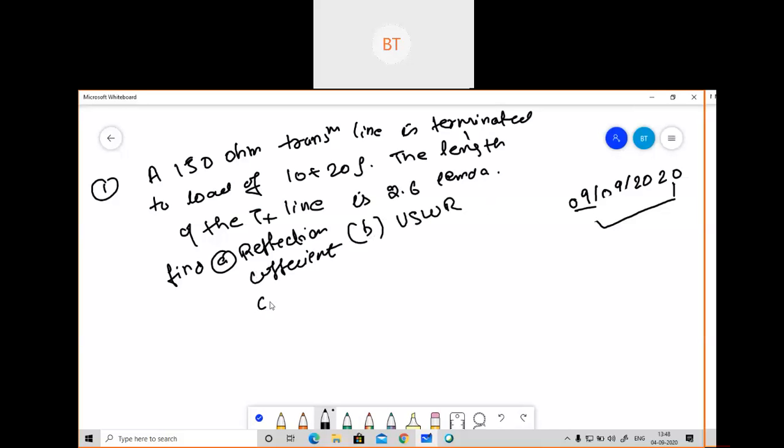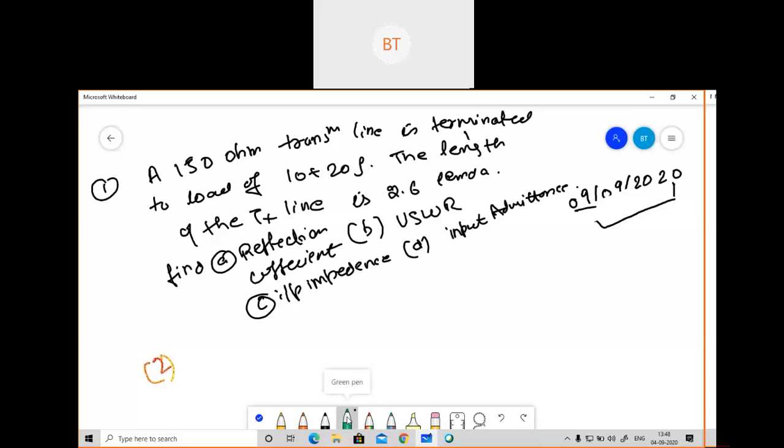Third is input impedance, and fourth is input admittance. So this is the first question, and this is the second question which I'm going to write. So please solve all those questions. Your doubt will be cleared when you solve those questions.